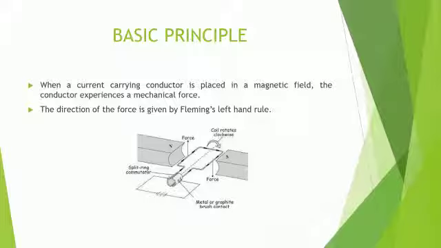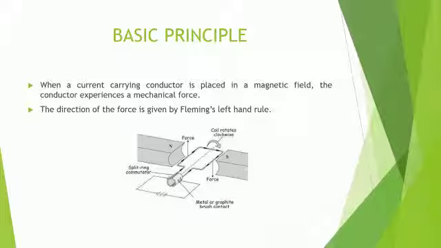Consider the diagram. There are two electromagnets, north pole and south pole. In the center, consider one coil. A battery is connected. When current flows through the conductor placed in between the magnetic field, a force will be developed in the conductor. It starts to rotate. This force is called torque. The direction of force is given by Fleming's left hand rule.